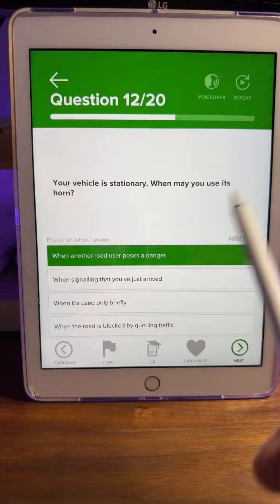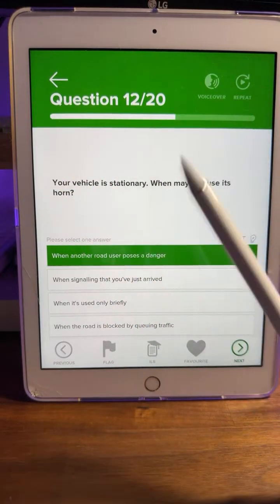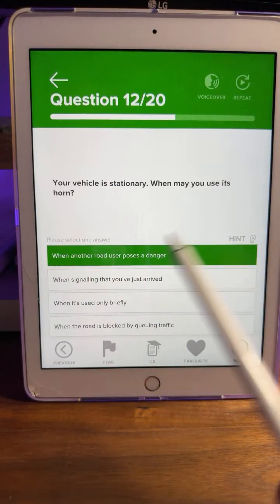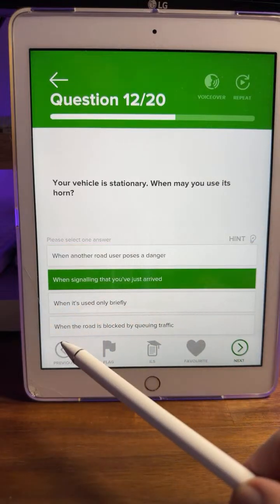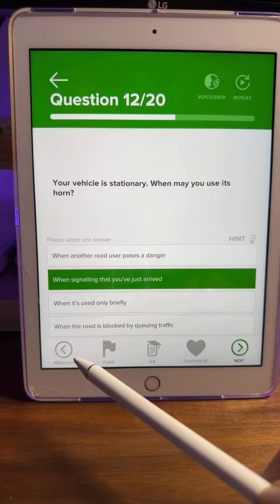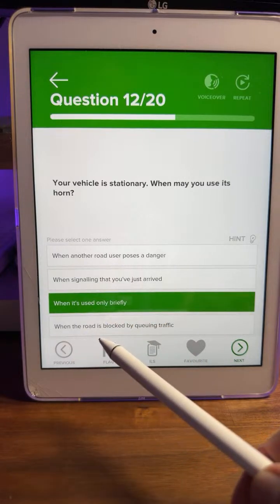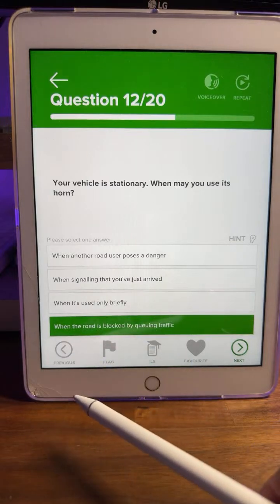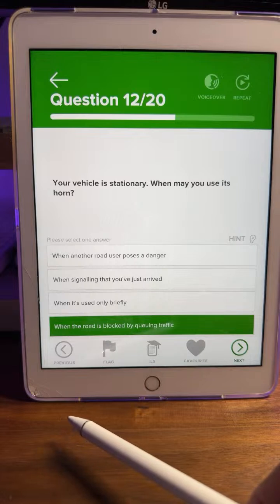So, for example, if you just stop there, remember, stationary means you're parked up, you've stopped. If the vehicle in front of you is reversing, or somebody hasn't seen you and they're trying to pull up a junction, you can pap your horn and make them aware of your presence, okay? When signaling that you've just arrived, I know probably many people will do that, but that's not its intended use. When it's used only briefly, that's very open. When the road is blocked by queuing traffic, you're not really going to pap your horn because the traffic's blocked. What is that going to achieve? Probably nothing.